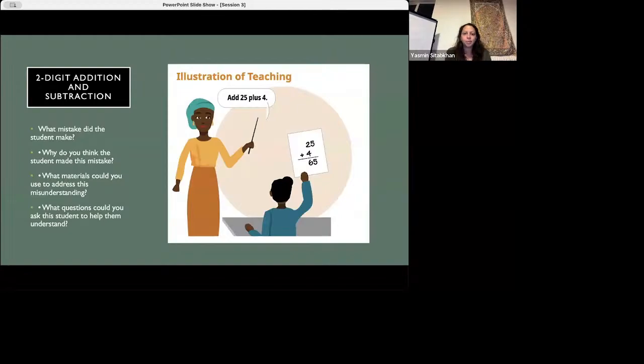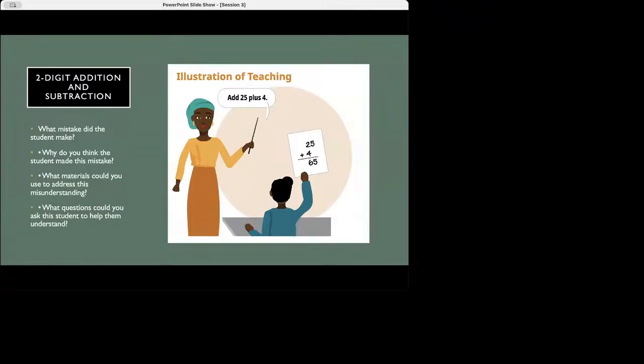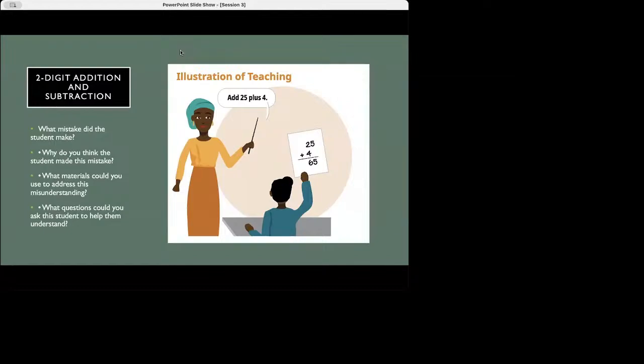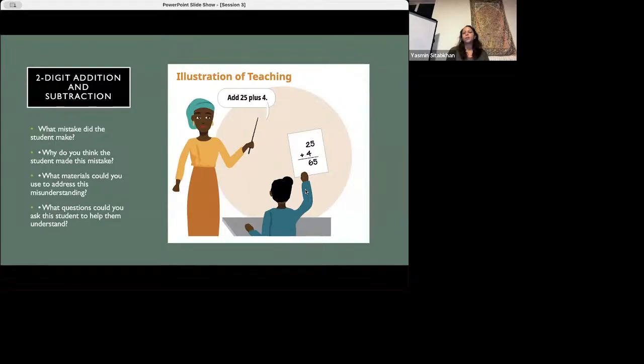So here you see a problem, 25 plus 4. And what do you think? What mistake did the student make? Place value? Yes, thank you. Can you say a bit more? The student misplaced the place value of the digit. So what did they not understand about place value?